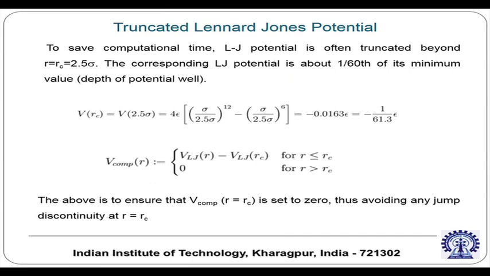Truncated Lennard-Jones potential. To save the computational time, Lennard-Jones potential is often truncated beyond r equal to Rc is equal to 2.5 sigma. This is the typical cutoff radius. The corresponding Lennard-Jones potential is about 1/60th of its minimum value. So you can set the computational implementation of the Lennard-Jones potential by using this formula for r less than Rc and for r greater than Rc.